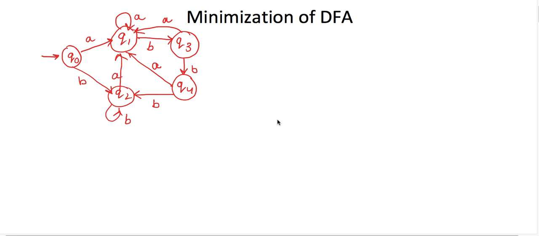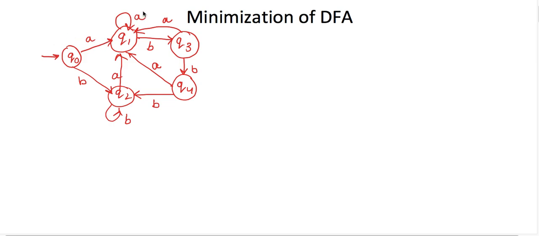See, till now we have discussed the minimal DFA. Minimal DFA is only one, whereas DFAs can be more than one. We have already seen it. That is why we are going to study the minimization of DFA.